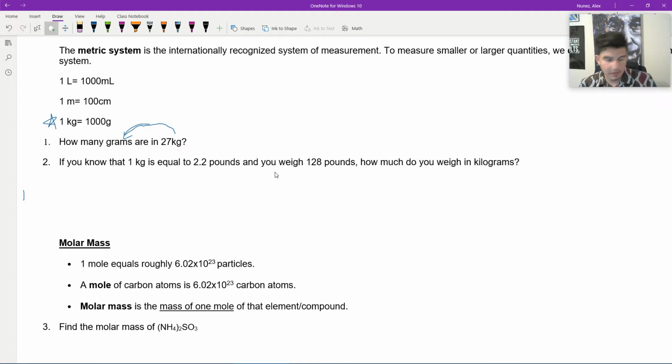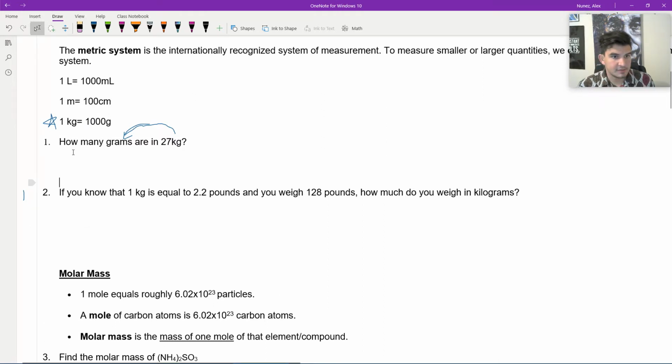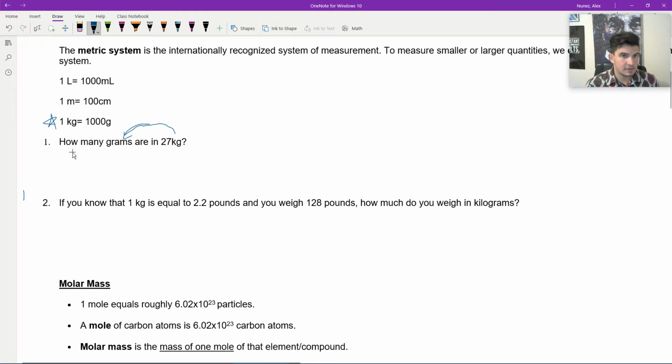Perhaps we start with our 27 kilograms all the way on the left side. So I'm going to write 27 kilograms. I know I want to get to grams, and in order to do that, I need to divide out my kilograms. This is where a little bit of algebra or fractions are going to come in handy.